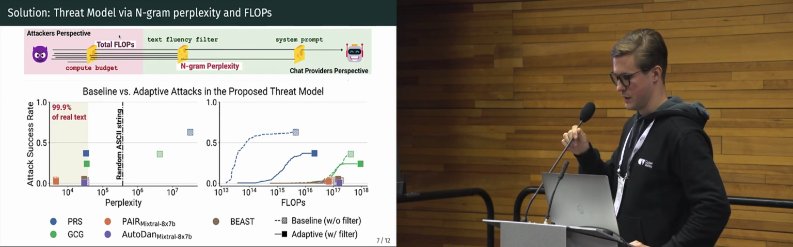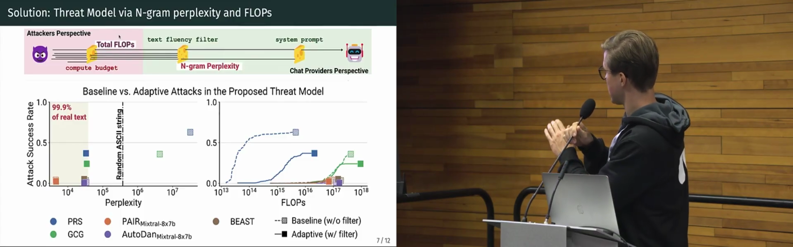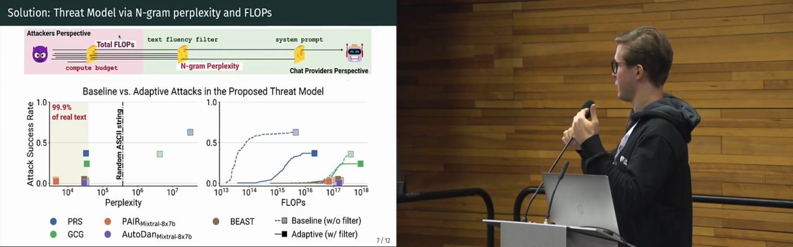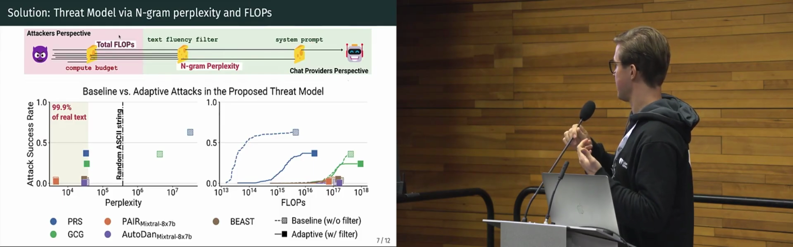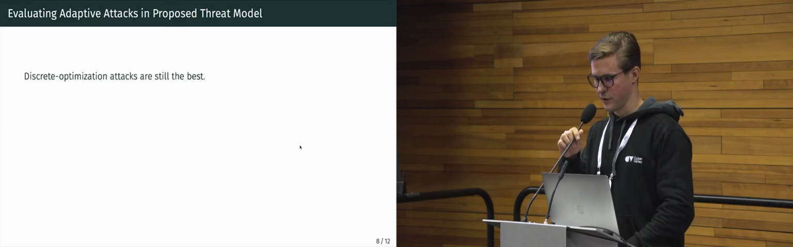On the right, you can see how adaptive attacks work. The solid squares go down, meaning that our threat model correctly decreases ASR, and it's the same for all attacks and models. I'll be brief because of the time.